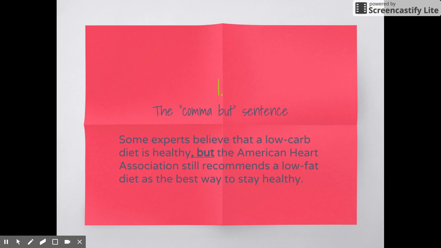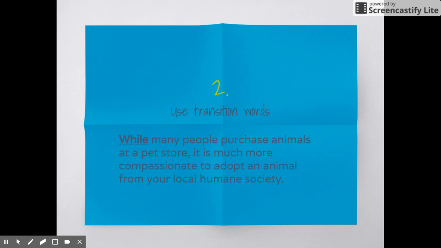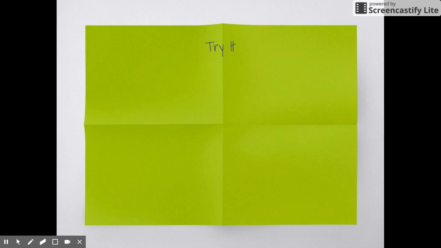A comma but is not the only option you have, of course. Transition words are the key to a good rebuttal statement. Here's an example. While many people purchase animals at a pet store, it is much more compassionate to adopt an animal from your local humane society. While is the transition used in this rebuttal sentence.